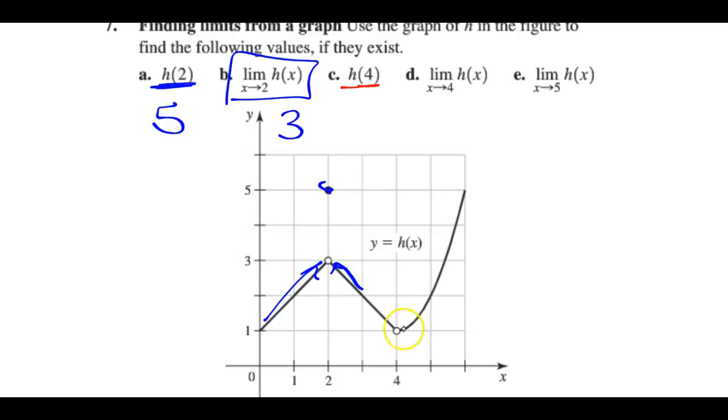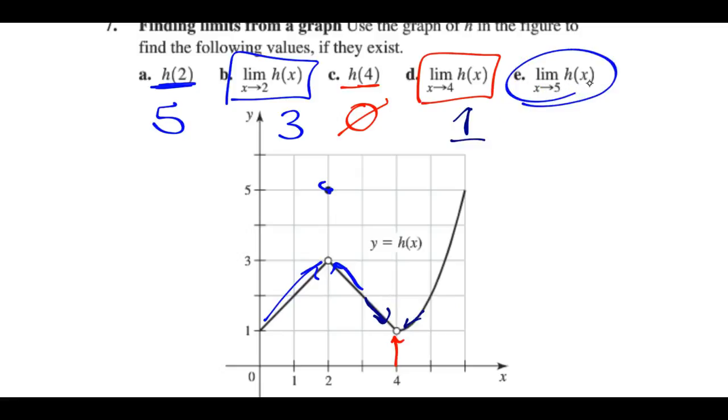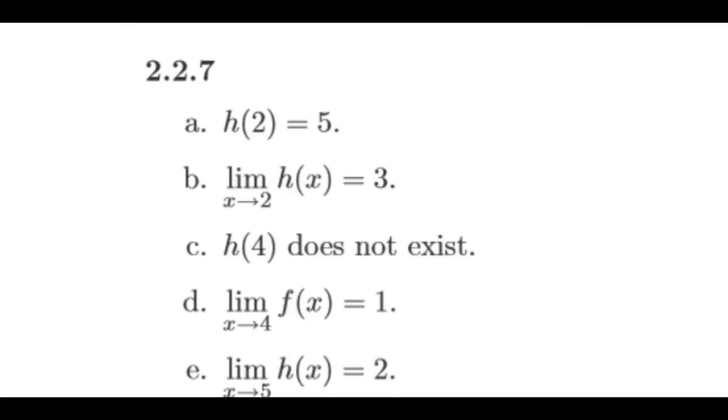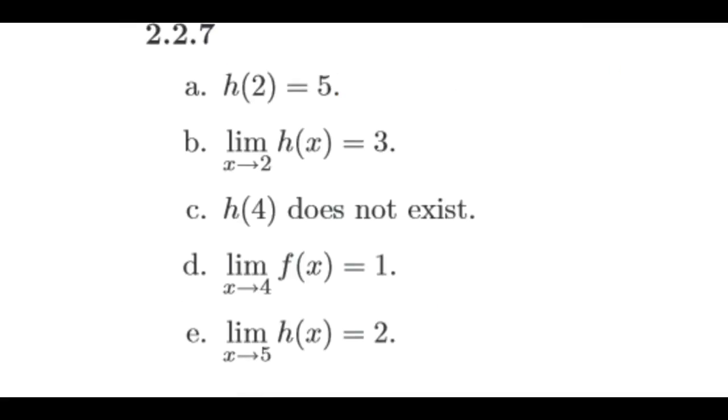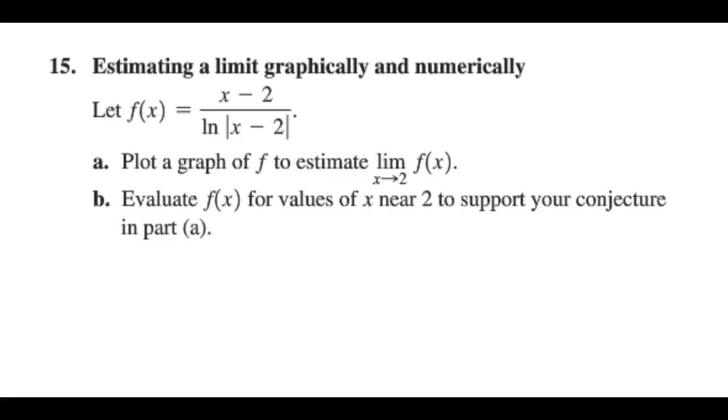Part C says what's the function evaluated at 4, and it does not exist. This says what's the limit as it approaches 4, and that's the approach from the left and the right. Looks like it's a 1. And the limit as x approaches 5 looks like, from the left and the right, it's both a 2. And you could either check answers with the back of the book or right here.